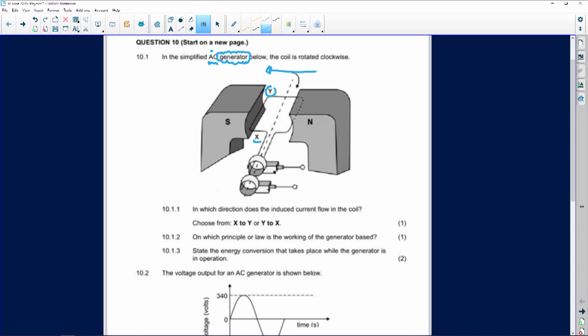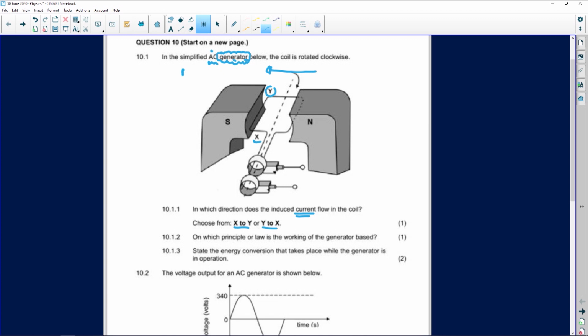So the first question says, in which direction does the induced current flow in the coil? Remember when you do electricity, we also speak about current. Okay, so here they've actually made it easy for us. So they're saying X to Y or Y to X. So unfortunately, my darlings, you won't be able to know this just by mere looking at it.